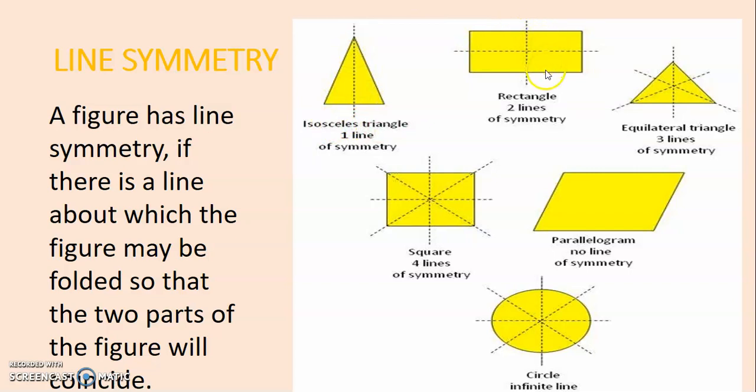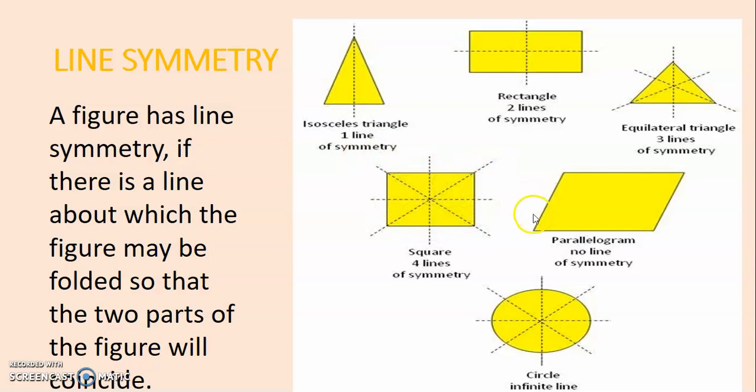What about a rectangle? It has two lines of symmetry. Is it not symmetrical along the diagonal? Just fold it and see. While making boats using paper, if it is a rectangle shaped paper, will you be able to make a perfect boat? And if you fold it along the diagonal, it will not overlap, isn't it? So a rectangle is not symmetrical about diagonals. A square is symmetrical about diagonals.